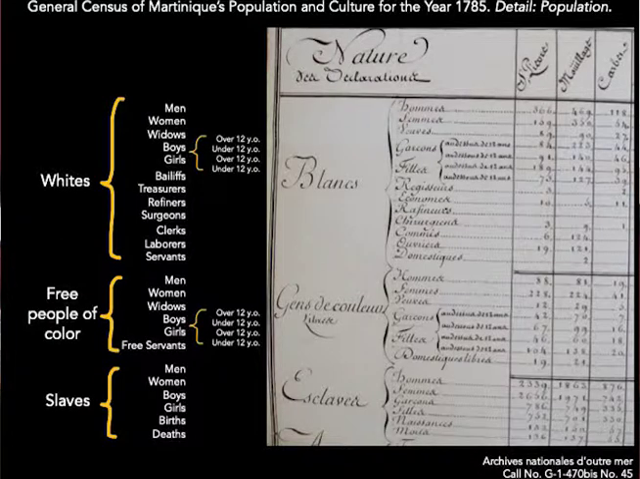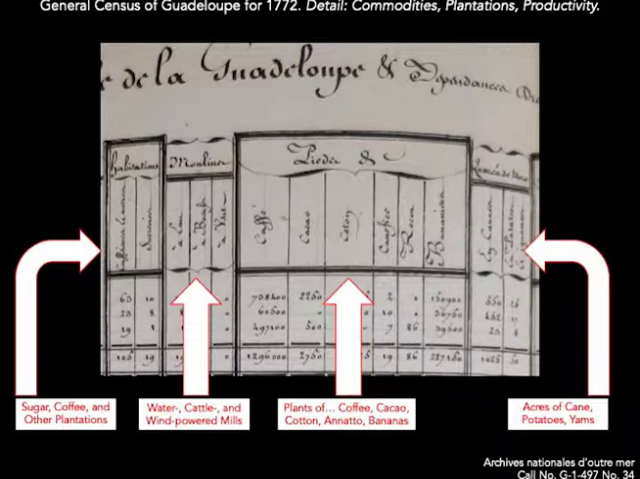Moving on from the human population, we can see that another subject of great importance to the home government, and therefore to census takers, was evidence of each colony's profitability. Most censuses took stock of crop production, usually by tallying the number of living plants. So this one counts plants of coffee, cacao, cotton, annatto, which is a kind of dye, and bananas. Some censuses, like this one, counted the number of plantations. So this one literally lists sugar, coffee, and other in terms of plantations. Various types of mills are listed, and acres of certain produce, such as sugar cane, potatoes, and yams, are specified.